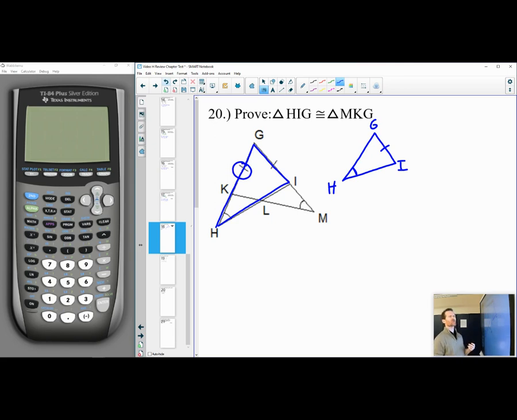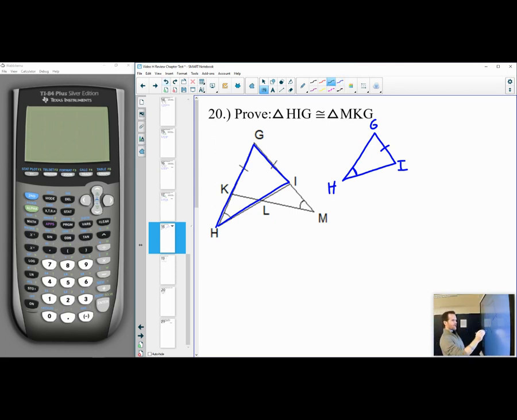Don't fall for the trap of bringing this over. That segment notch, that dash, is not for GH. It's only for GK. It's not on GH, it's only on GK. So don't fall for that mistake. And that's all we see for the blue one.